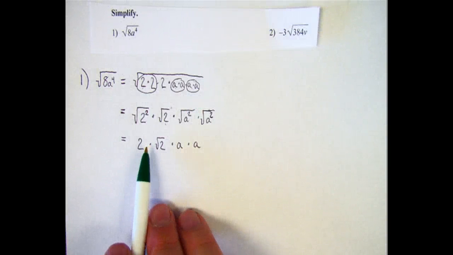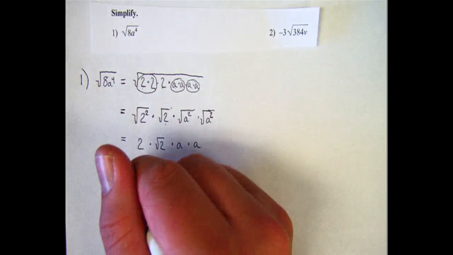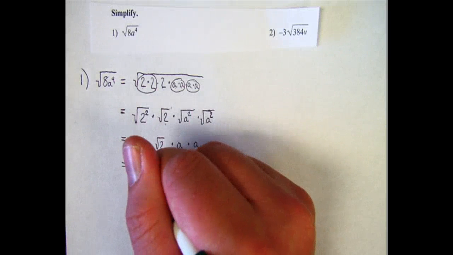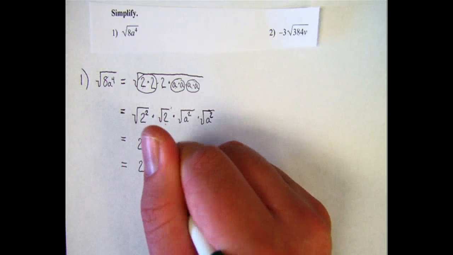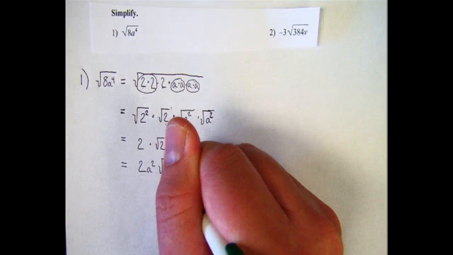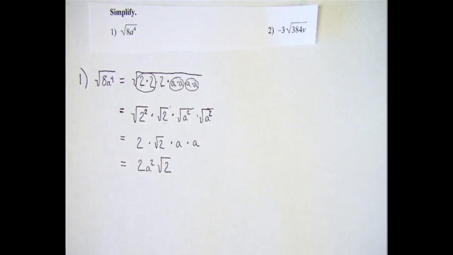And so now if we multiply all this together, we get 2 times a, which is going to be 2a squared, and then we have times what's left here, which would be the square root of 2. So our simplified version of this would be 2a squared times the square root of 2. Alright, now that is the answer, that is the solution.